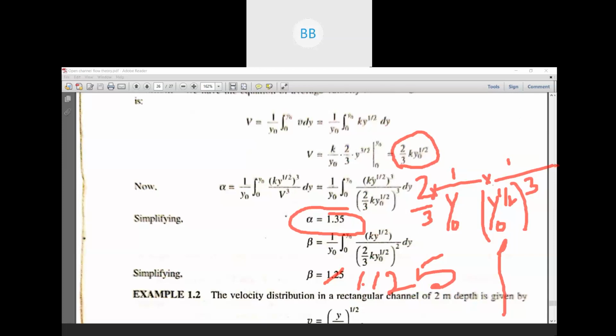So what will be left out? K is already cancelled. You have y to the power half to the power cube, integration from 0 to y naught. Then you do the integration, and you are going to get this value 1.35.